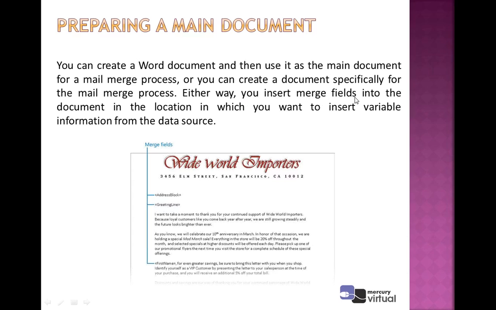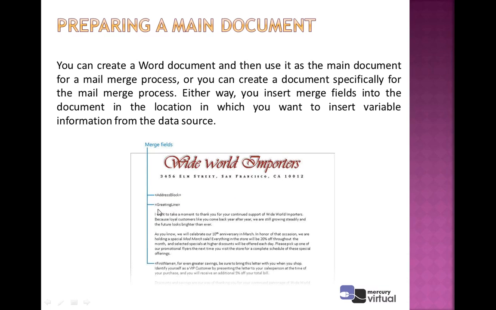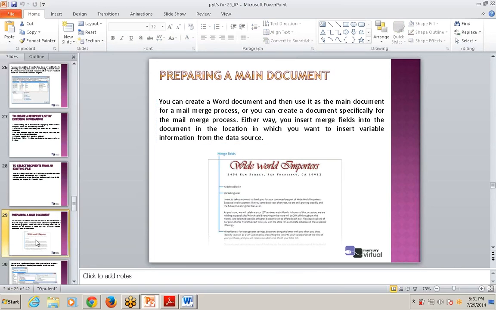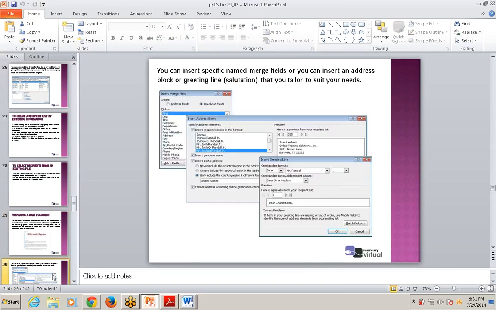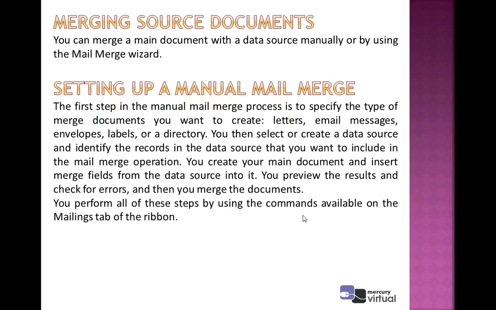Either way, you insert merge fields into the document in the location where you want to insert variable information from the data source. This is how we can merge the information, like this one. This is the address block, this is the greeting line. So this is how you can insert the name merge field into multiple parts. Then how to merge the source document.